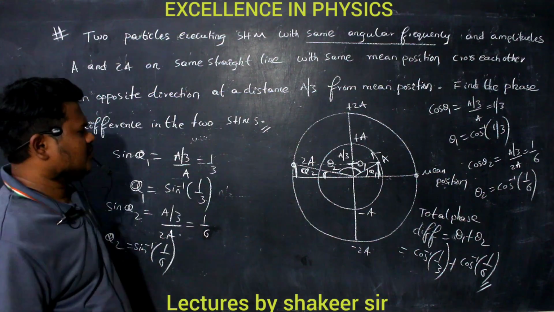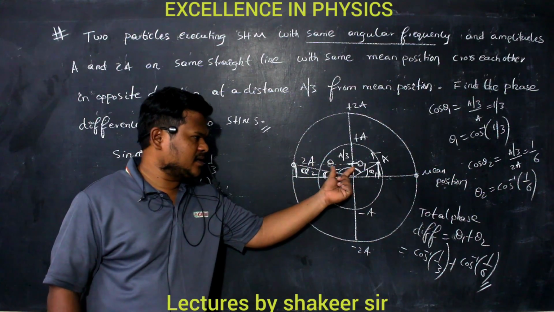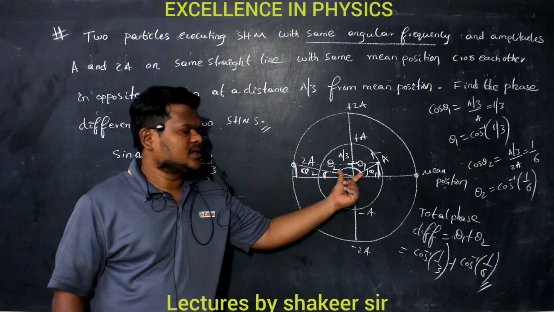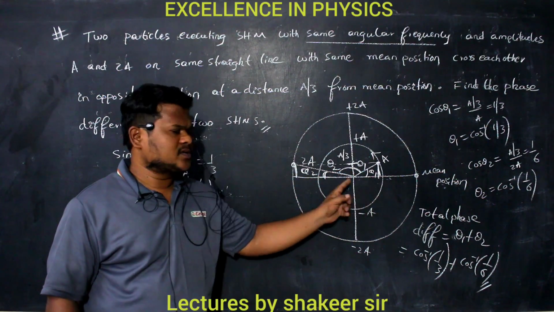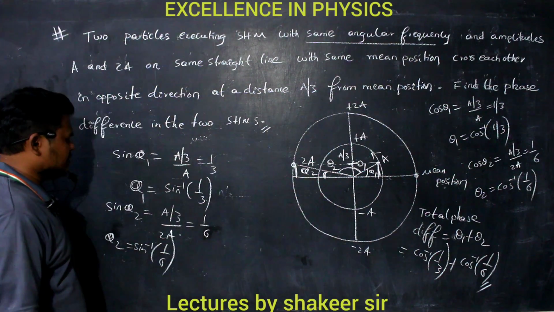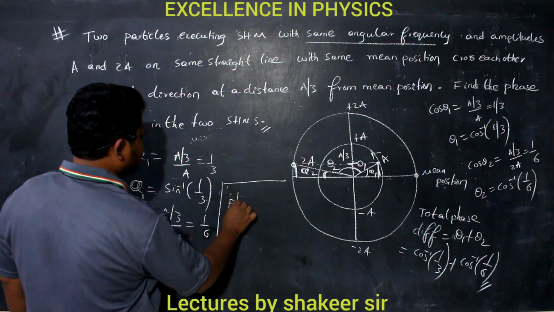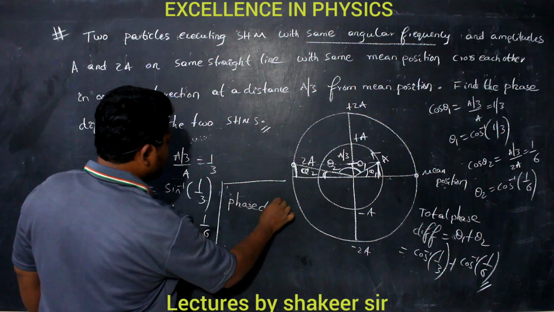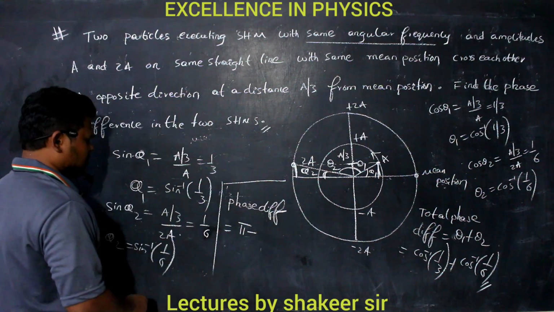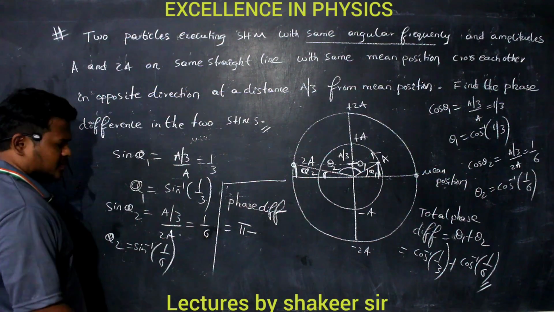Clear? So I have calculated alpha 1 and alpha 2. But what is the phase difference between these two particles? This is the phase difference. How can I calculate this angle? This total angle is 180 degrees, no? From 180 degrees you remove alpha 1 and alpha 2, then very easily we can get the answer. So the phase difference is equal to pi minus alpha 1 minus alpha 2.